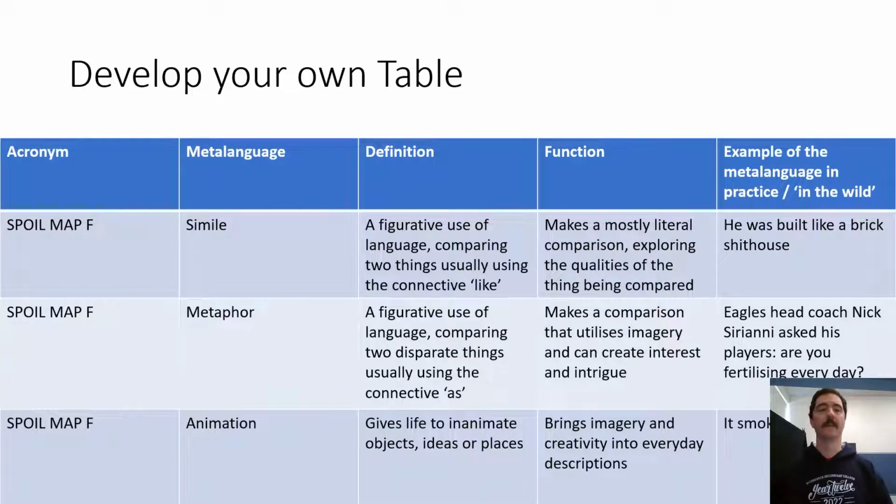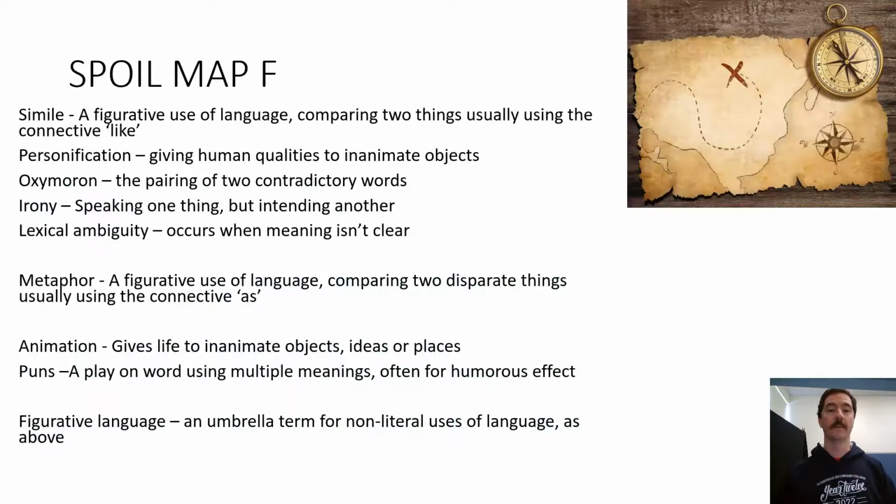So you'll be developing your own table. Acronym, meta-language, definition, function, and finding an example. The more time you can spend on finding an actual example from the news, from the world, from your life, the easier your section C will be, because that's where you'll actually have to use those examples. So first acronym we've got is SPOIL MAP F. It's the best I could do with the letters we've got.